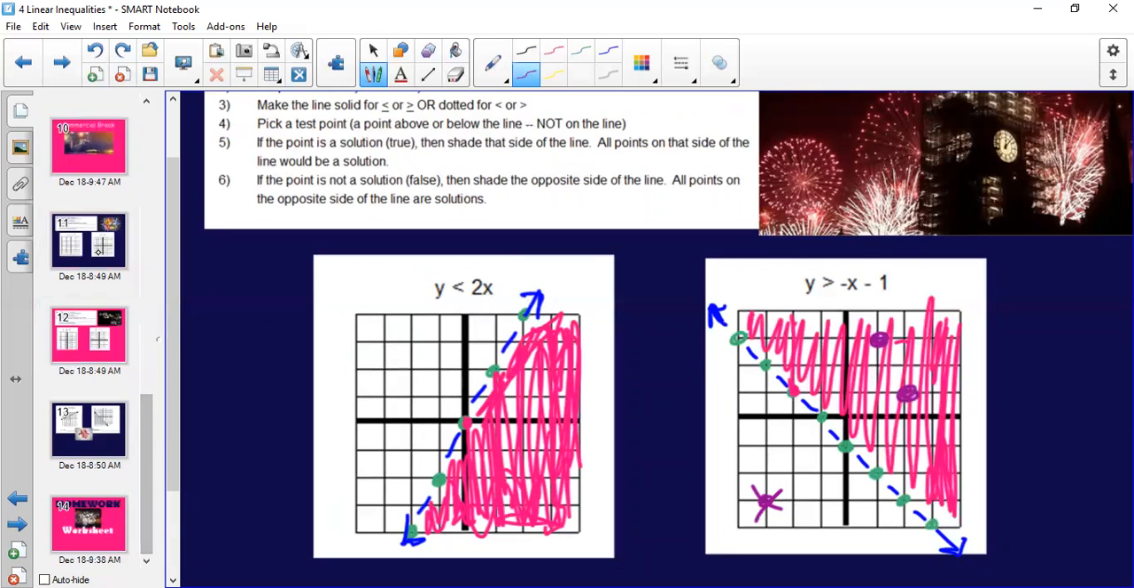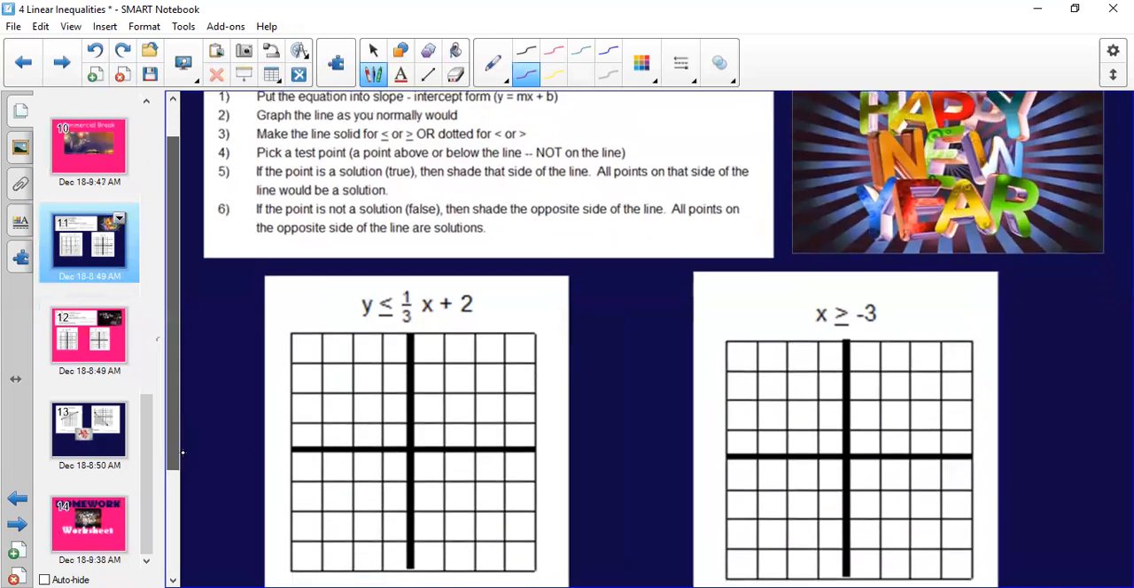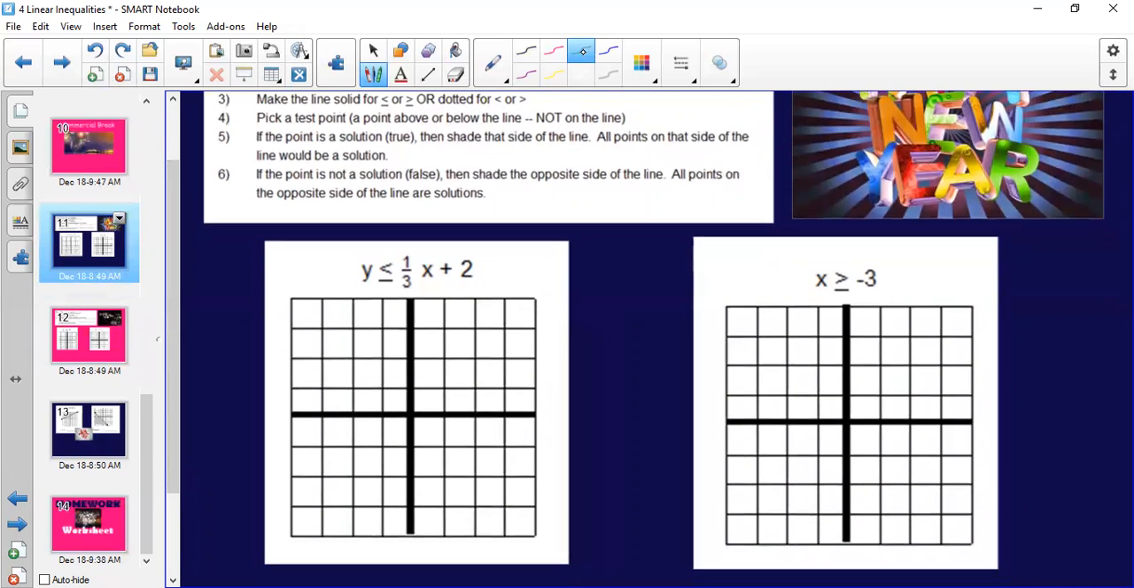Okay, so let's try a few more. We've got 3 slides left. This is different, so it takes a lot of practice with it. Okay, so let's start at our y-intercept, which is 2. Let's go up 1, right 3, and down 1, left 3. Again, don't connect your points just yet.